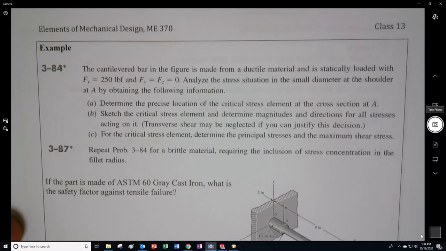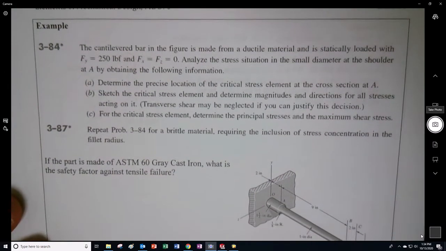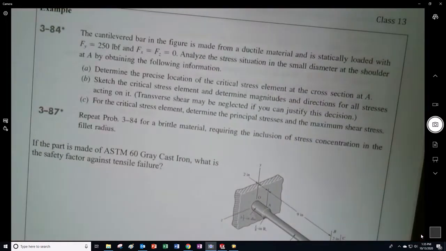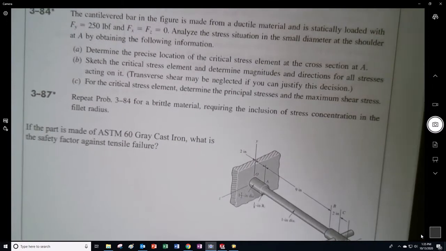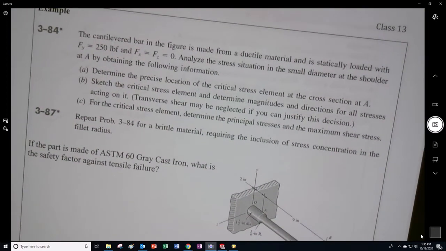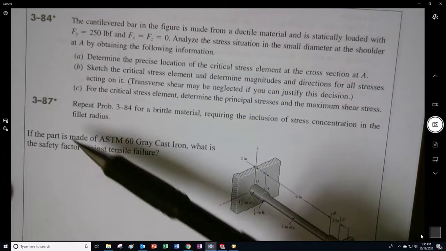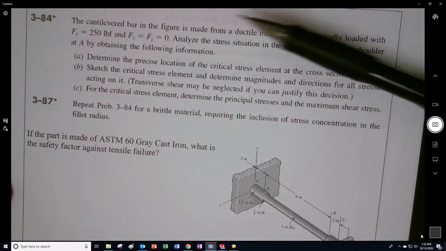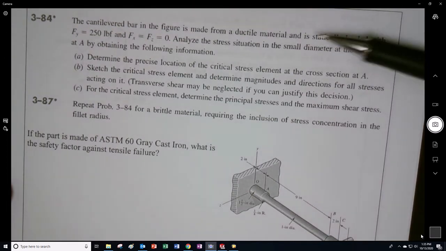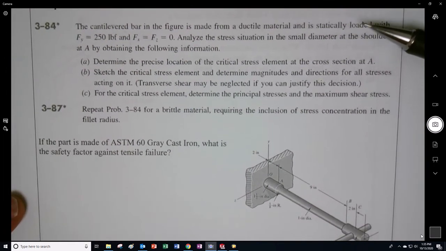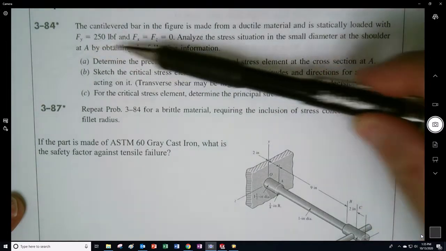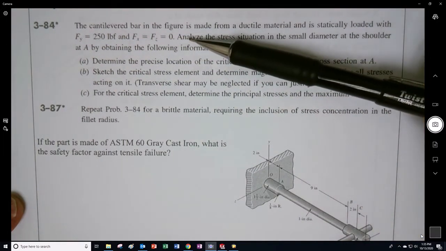Alright, so here's an example for class 13 for ME370, and it is problem 3-84 out of the textbook and 3-87. The cantilever bar in the figure is made of a ductile material and is statically loaded with 250 pounds in the y direction and nothing in the x and z direction.